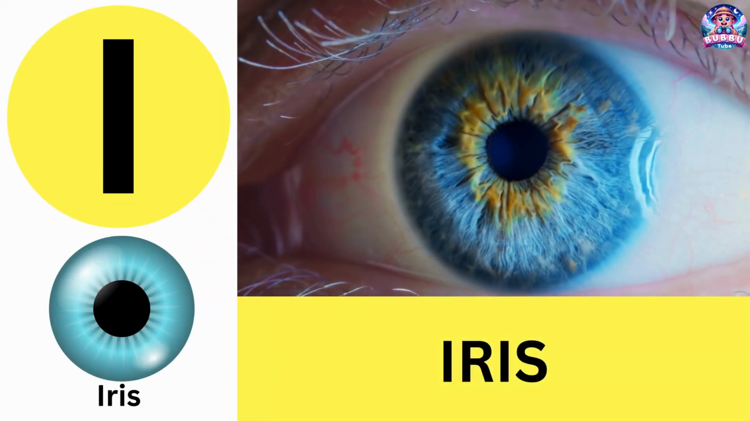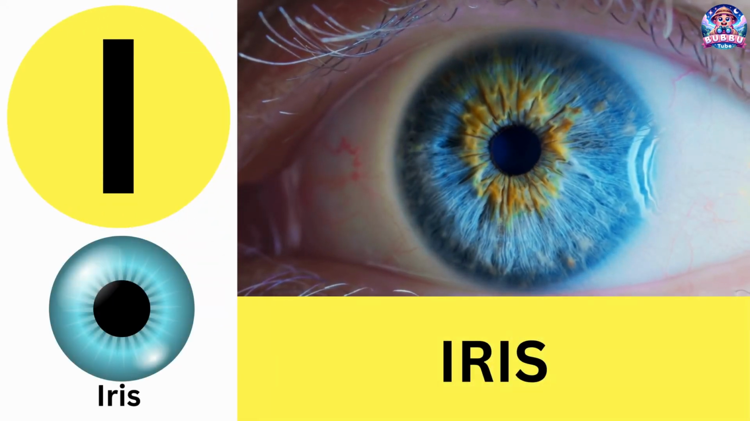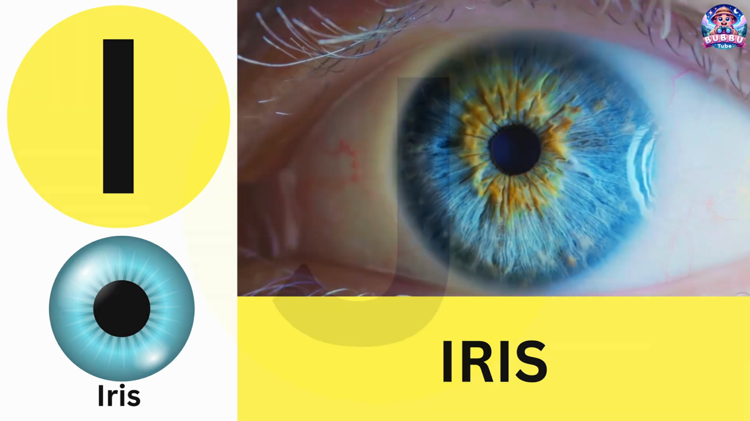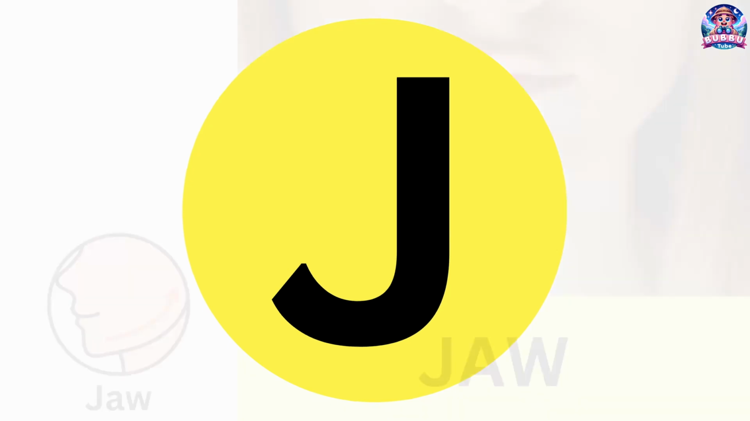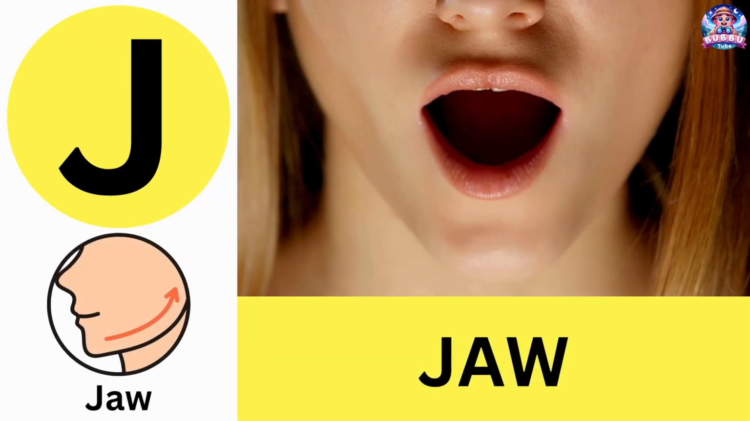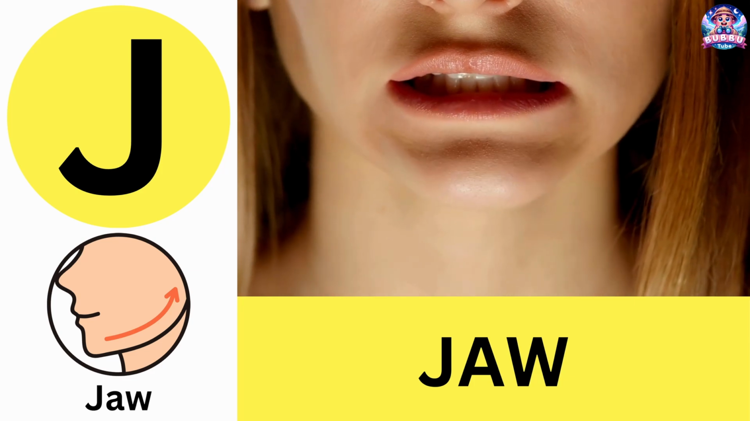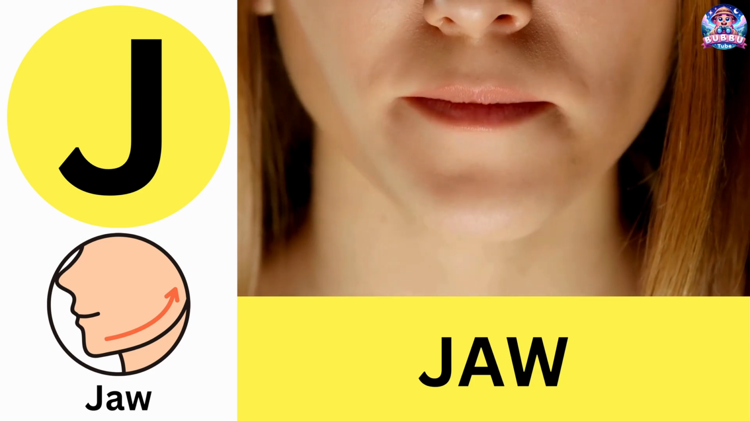I. I is for iris. The iris is the colorful part of our eye that helps us see. Iris. J. J is for jaw. Our jaw moves when we talk, eat, and chew. Jaw.